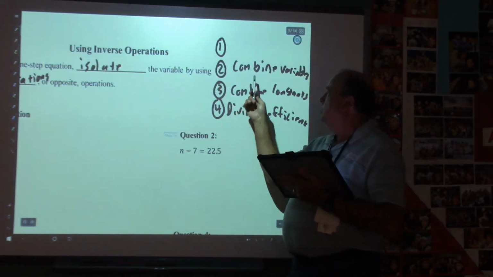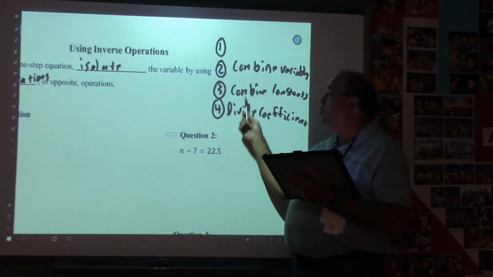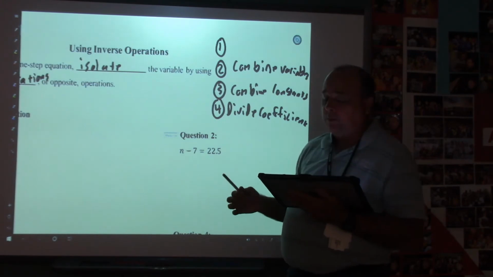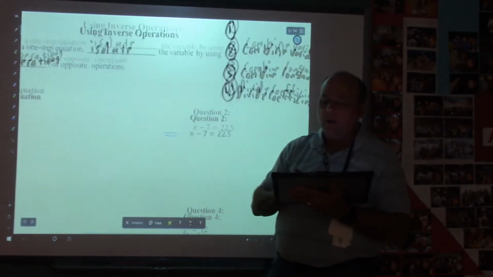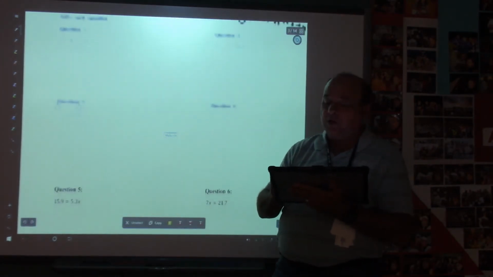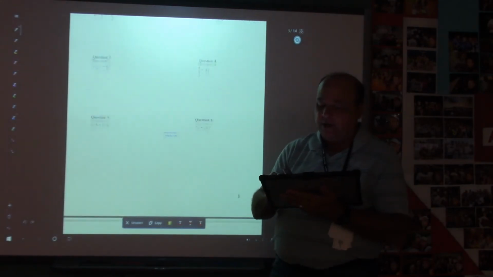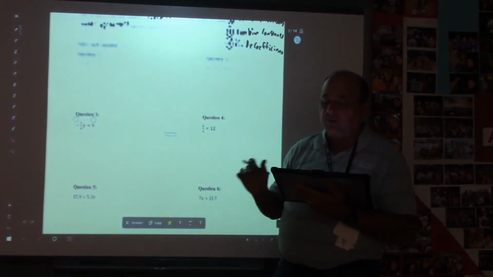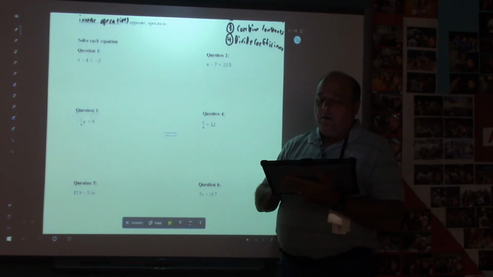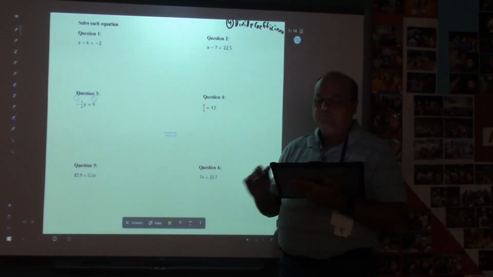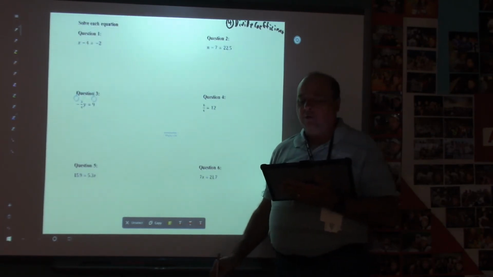Basically, we might have to divide. We're only going to do one of these steps on this page. So it's going to be pretty, pretty simple here. And I'm going to do one on each row, and you're going to do the other. So you're not going to have many to do. I'll probably give you some extra problems to do. Okay, let's start on the first one.